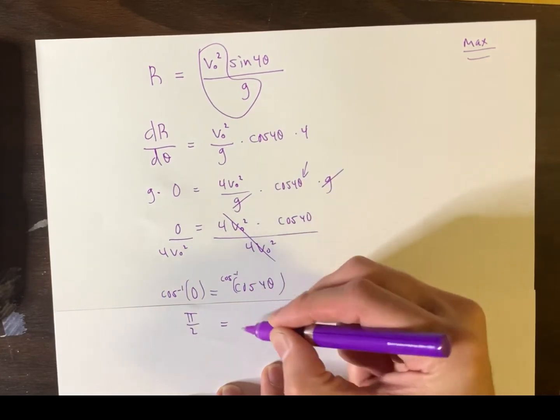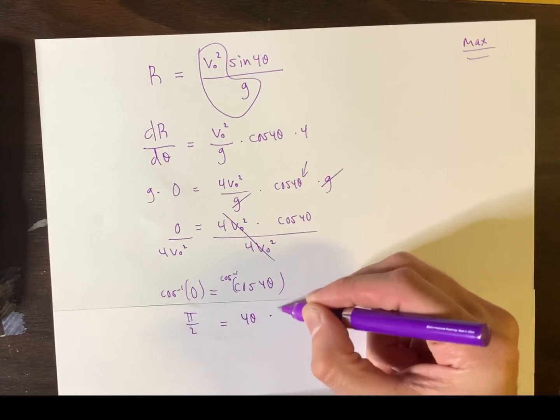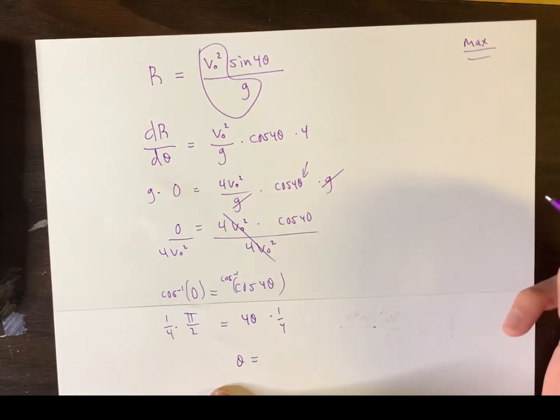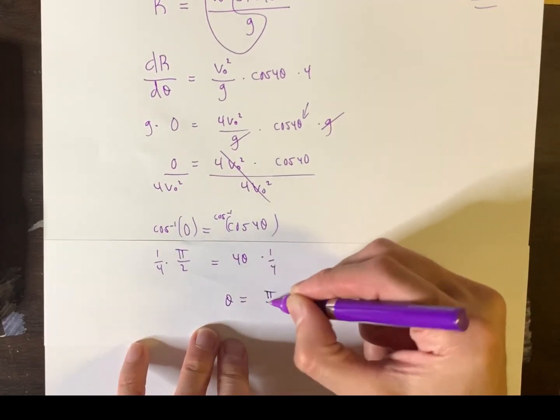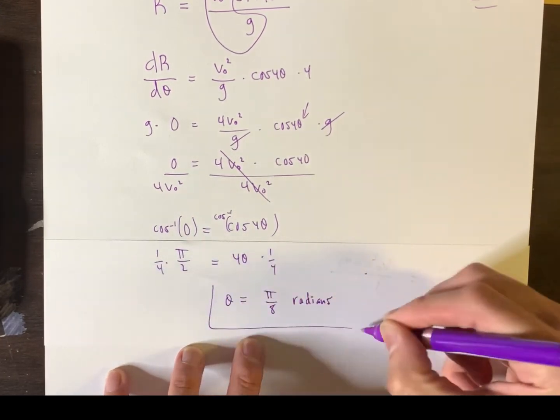And cosine inverse and cosine knock out, so it's just 4 theta. And divide by 4 or multiply by a quarter, equivalent operations. The optimal launch angle would be theta equals, and this looks like it's going to be pi over 8 radians. Final answer.